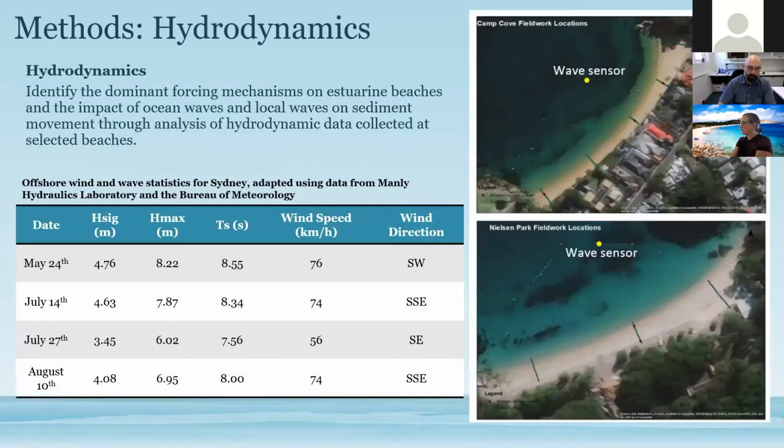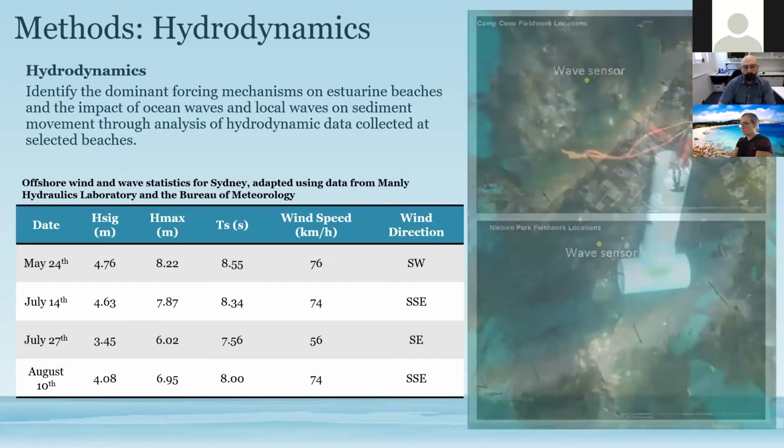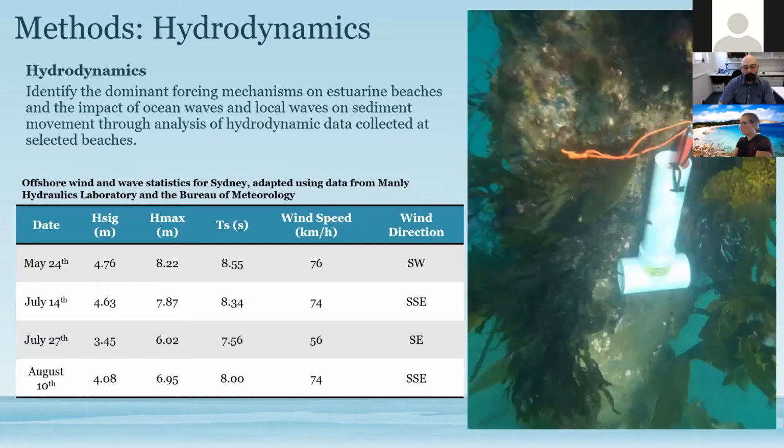For the hydrodynamics, local waves were analysed at 2 beaches within the estuary. The first was Camp Cove, and the second was Neilson Park. These instruments were located approximately 1.1 and 2.4 kilometres respectively from the estuary entrance. Hydrodynamic pressure sensors were deployed in July 2020 on pre-existing pylons at approximately 1 metre below mean sea level.